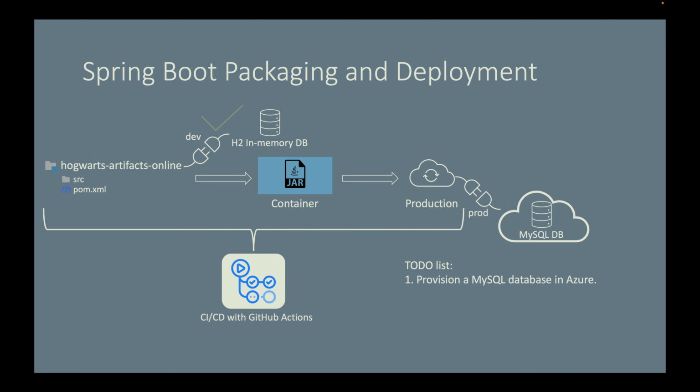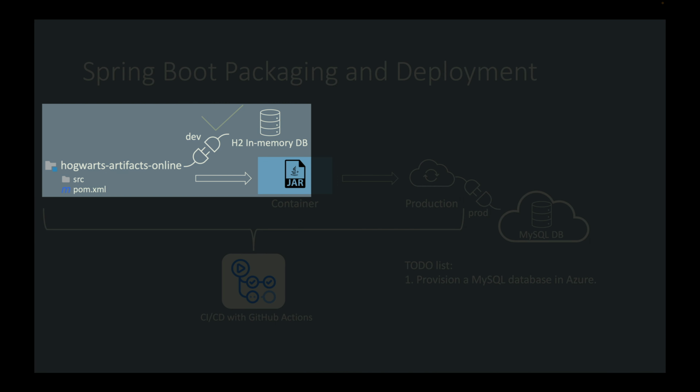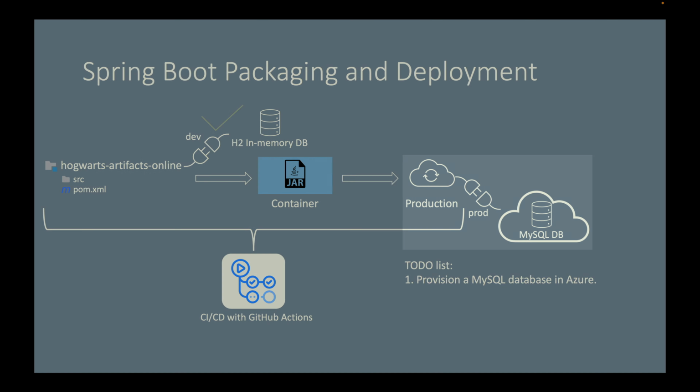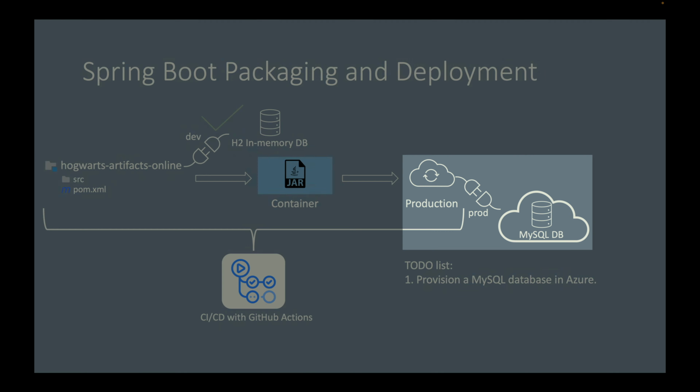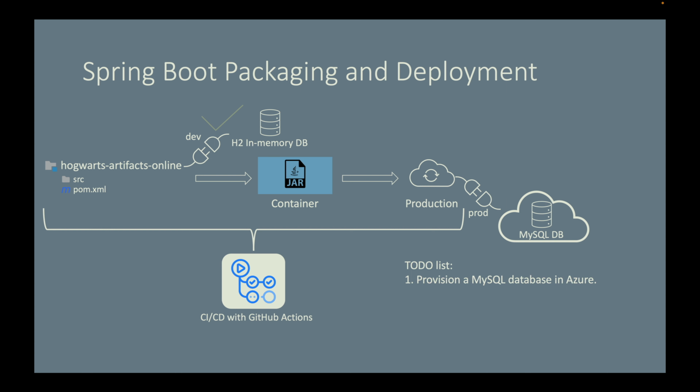Does that mean we will throw away the H2 database completely? No. As I said before, during development, it is convenient to use H2. And you don't want to connect to a production database during development, right? That means we need to find a way to tell Spring Boot when to use which database. For example, in the development environment, it will use H2. But once the code is running in a production environment on Azure, Spring Boot needs to switch to MySQL. How can we achieve this? That's our second task in this video.